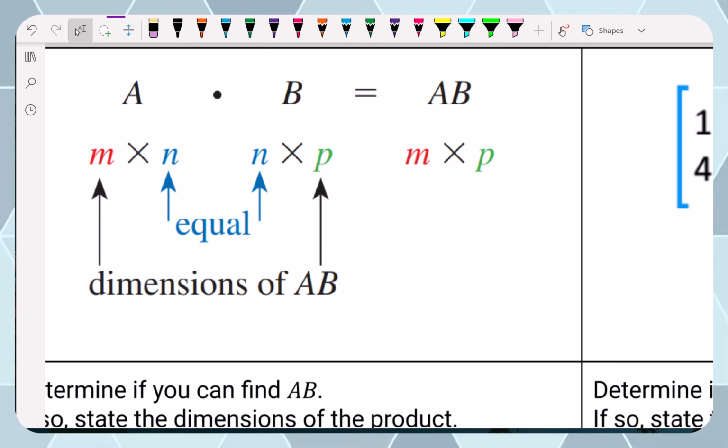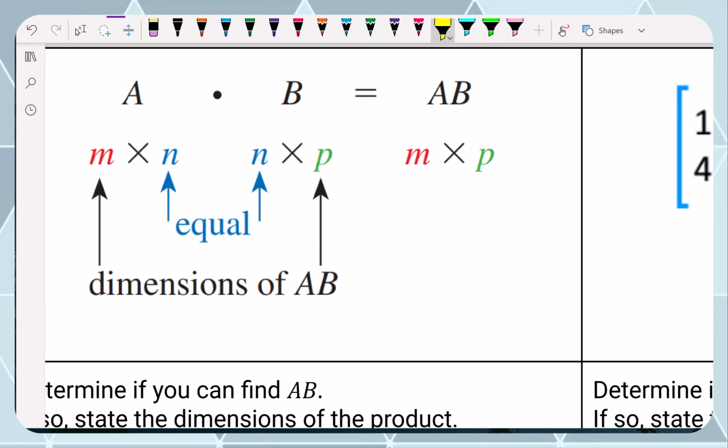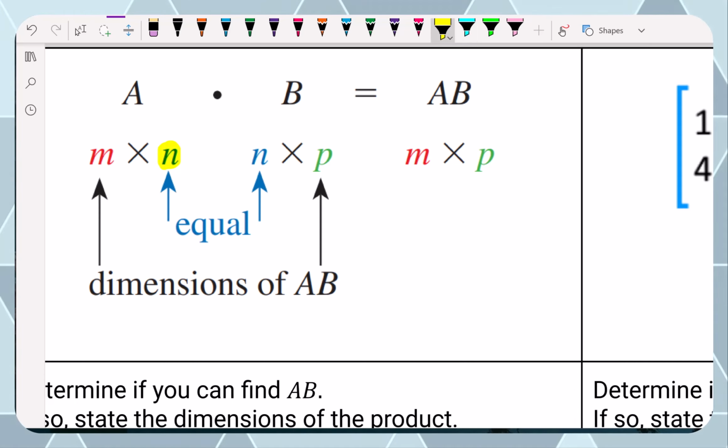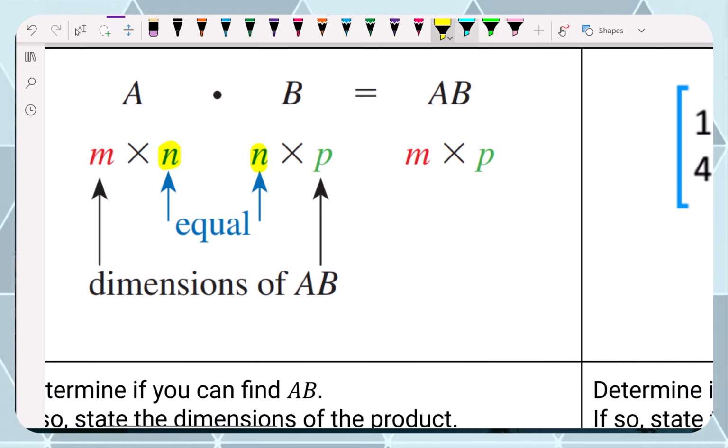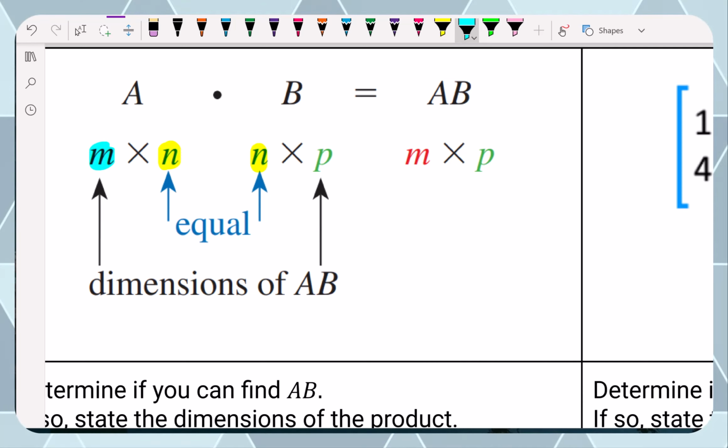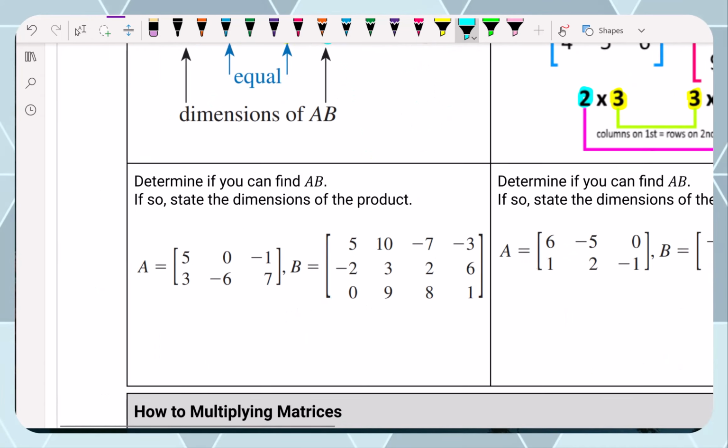So let's look at something a little bit more generic. Basically you have any matrix with dimensions m by n. Now remember, n is the number of columns in the first matrix. That needs to be equal to the number of rows in the second matrix. As long as those are equal, then your final product dimensions are going to be m by p. All right, so let's do an example.